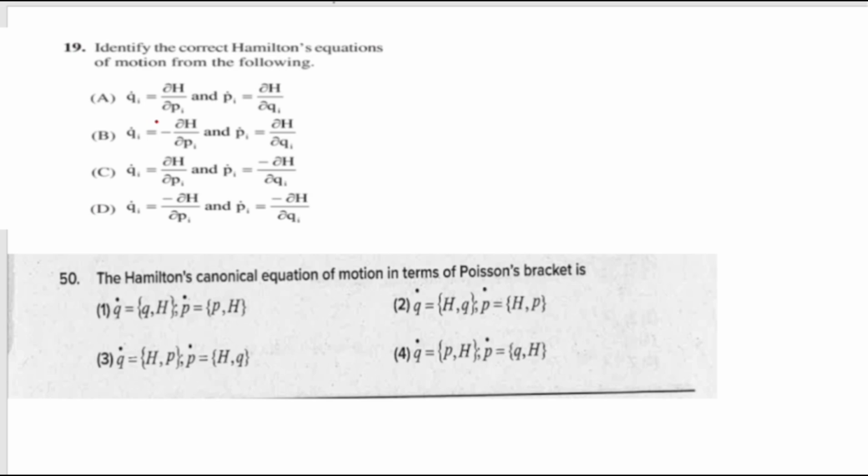Identify the correct Hamilton's equation of motion from the following. See, this is a very direct question, and in the previous video I have told the equations of motion for Hamiltonian: q_i dot, the generalized velocity, can be written as the partial derivative of H with respect to momentum, and p_i dot can be written as the negative of the partial derivative of H with respect to generalized coordinate. So option C is the right answer. Let us go to the next question.